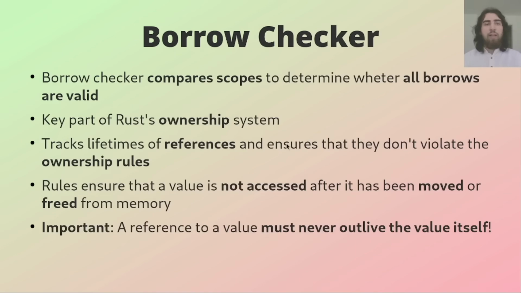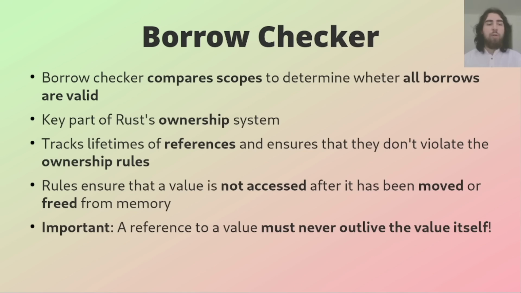Now, to understand lifetimes, you have to understand the borrow checker in Rust. The borrow checker compares scopes to determine whether all borrows are valid. It's a key part of Rust's ownership system. It tracks lifetimes of references and ensures that they don't violate the ownership rules. These rules ensure that a value is not accessed after it has been moved or freed from memory. And importantly, a reference to a value must never outlive the value itself.